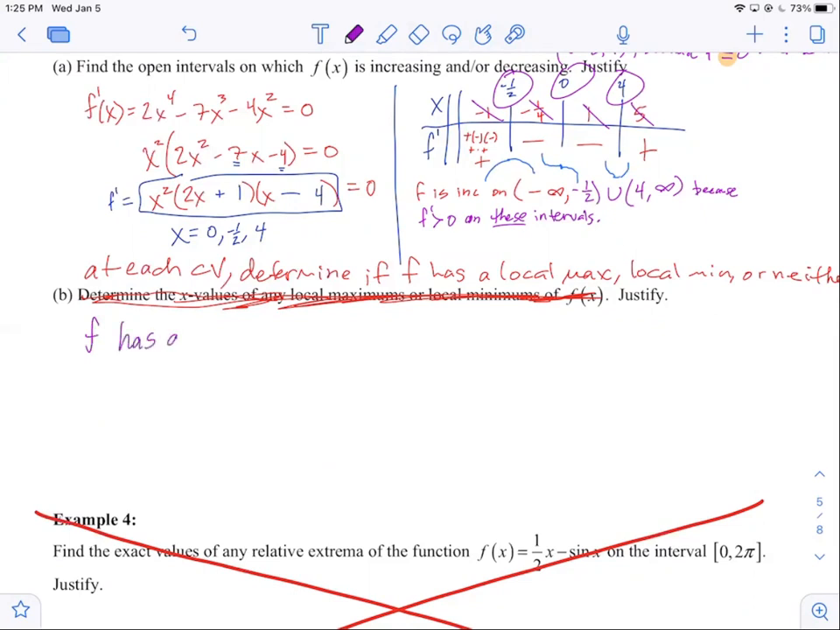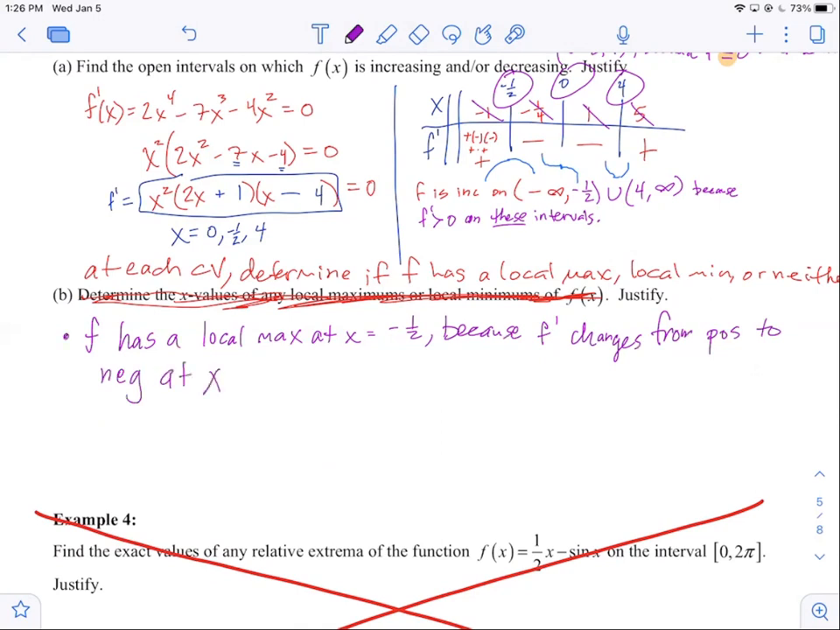F has a, let's go from left to right, a local max at x equals -1/2 because, okay, now here it is. You're going to get a point for the correct answer, but the because part is the justification. And again, it's because f prime changes from positive to negative, not in France, but at x equals what, Ethan? Where does it happen? Correct, at -1/2. Pay attention.